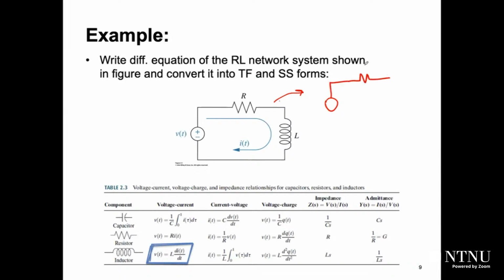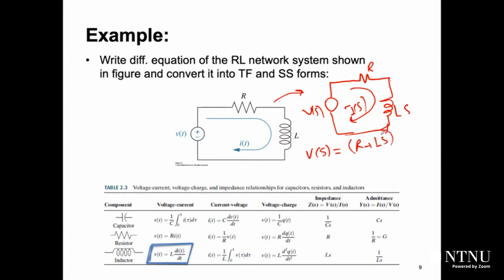So R will stay R, and L we replace with LS, correct? Close the loop. This one will be V of S. This is my current, which is I of S, correct? So I can write the equation around this loop using Kirchhoff's voltage law. So V of S will be R plus LS multiplied by I of S, right?